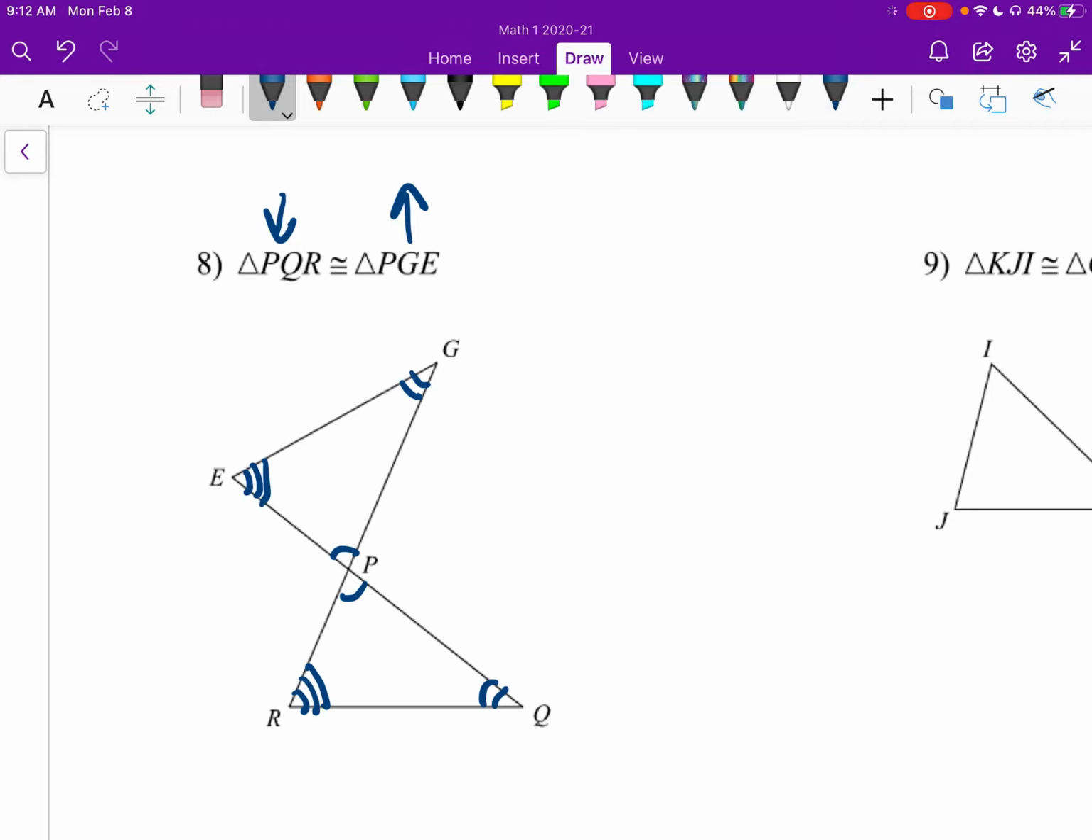Looking at our sides, we start off with PQ, that's this side there, and PG. Next up, QR, which will be this one here, and GE. And our last ones left get the 3 swipes.